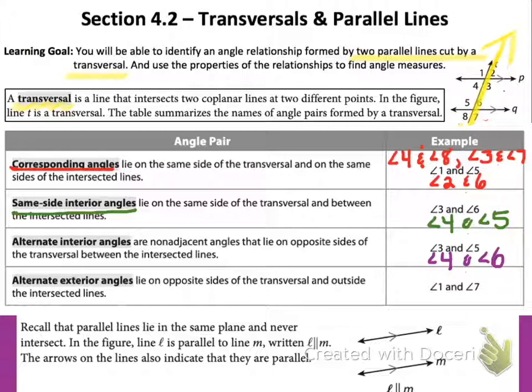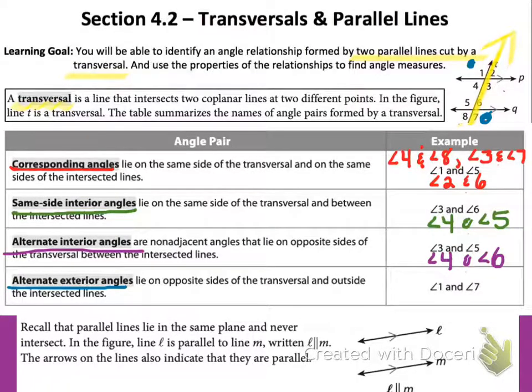And finally, alternate exterior. Alternate exterior angles lie on opposite sides of the transversal and outside the intersected lines. So you can see 1 and 7 are listed. Maybe pause the video for a second and see if you can figure out the other pair that's alternate exterior meeting that definition. So pause the video now.